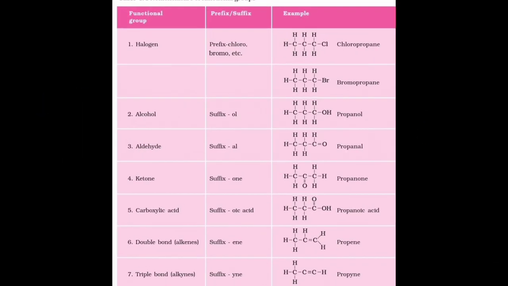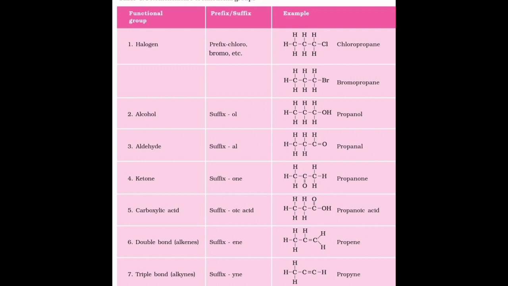Now let us look here. We'll start with alcohols first. As you know, whenever OH is present, OH means the alcohol, right? So the functional group present is alcohol, and whenever alcohol is present we use the suffix OL. Similarly, when CHO aldehyde is present, we use the suffix Al. For ketone, the suffix is One. For carboxylic acid, the suffix is Oic. And whenever there is a double bond, it is alkenes, so we use Ene. And whenever a triple bond is present, alkynes, we use the suffix Yne.